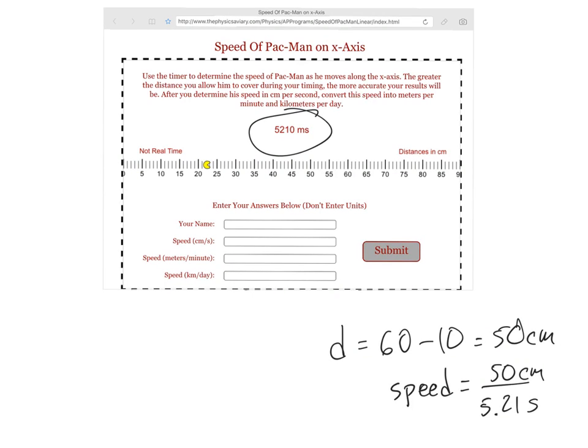It's then going to ask students to convert. So when you have your answer in centimeters per second, just do a factor label to convert your seconds into minutes and your centimeters into meters. You can continue this to get your units into kilometers per day. Once you have all of your answers, click on the submit button to make sure that you did this correctly.